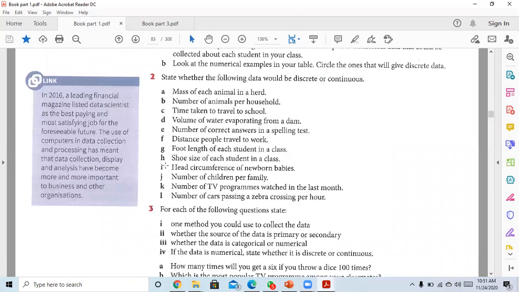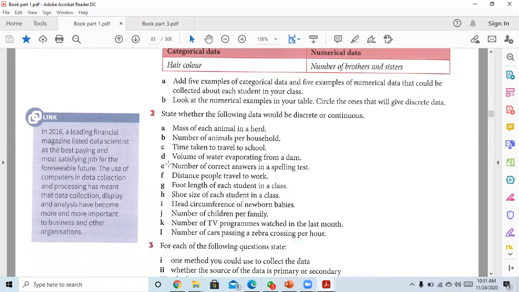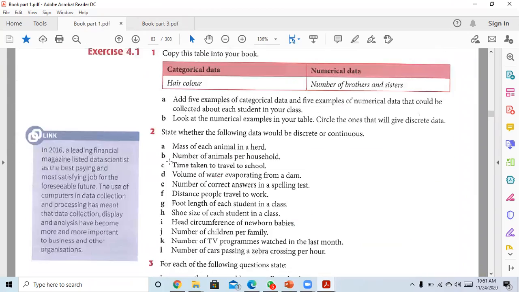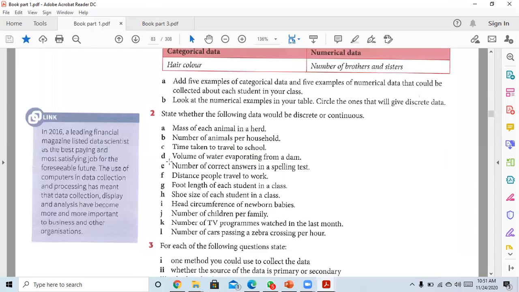State whether the following data would be discrete or continuous. In numerical data, there are two types: one is discrete and one is continuous. Discrete has a fixed number, and continuous is fluctuating, like the mass of each animal in the herd. That is continuous, because mass changes. Mass means the weight.